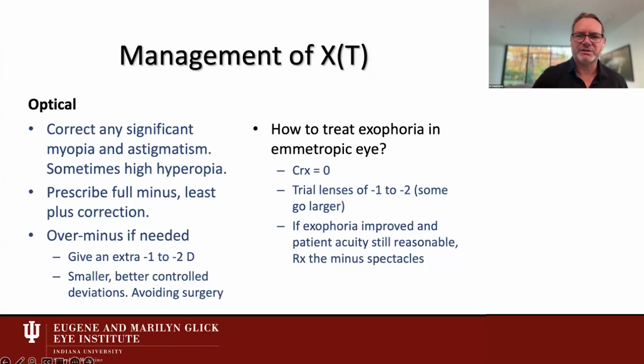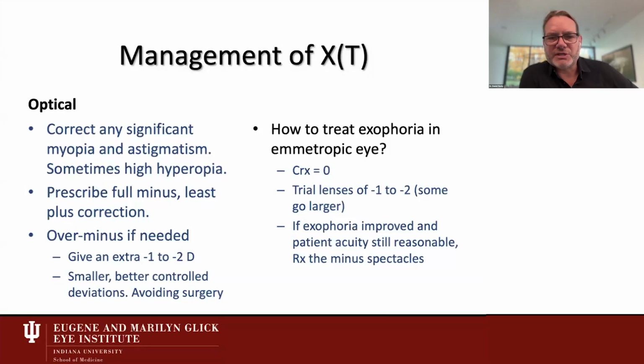No, but I do try to time it. First step with these kids, when you see an intermittent XT that's 2 or 3 years old, of course, you want to know what their refractive error is. If they have any significant myopia or significant astigmatism, then we want to correct that. Because if they're blurred, then that's similar to being occluded, and they're going to manifest their deviation more frequently. So when I see these kids, I'll prescribe the full minus correction and give them the least amount of plus.